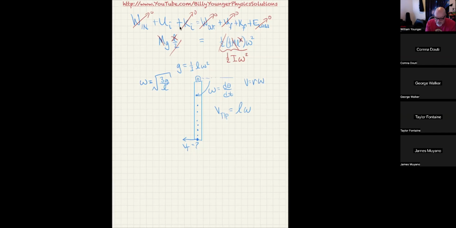So what I get now is that V tip is equal to L times omega. Well, omega is the square root of 3g over L. So if I pull the L inside, that becomes L squared. So I'm going to say the square root of 3g L squared over L. Well, that is, V tip is actually equal to the square root of 3GL. That's the actual velocity of the tip, which is what I wanted to know. And this is actually the angular velocity.